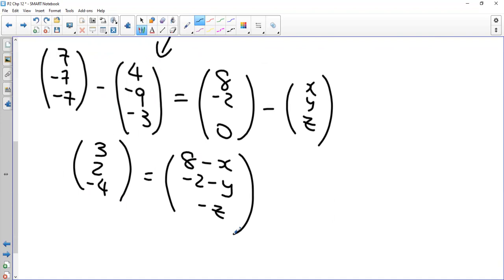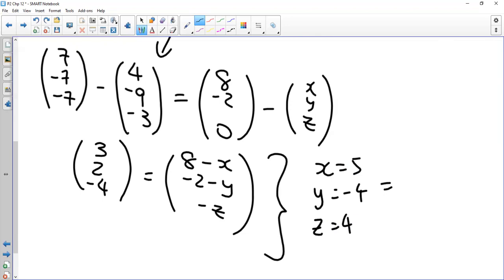Guess what next? We'll make each line equal. So we can find x and y and z quite easily. Make each line equal each other. So for the top, 3 equals 8 minus x, x equals 5. Second line, y equals minus 4. And the last line, z equals 4. Therefore, S equals 5, minus 4, 4.